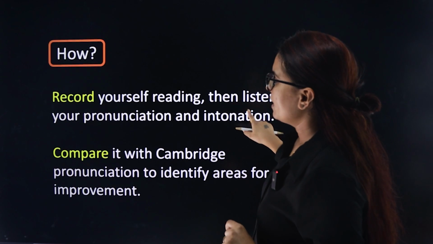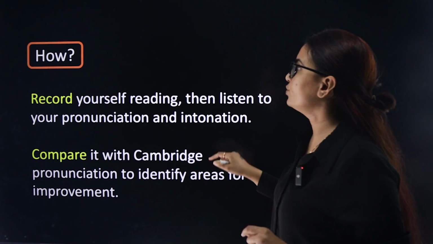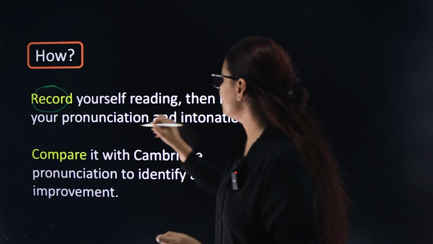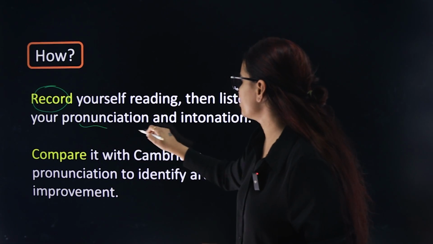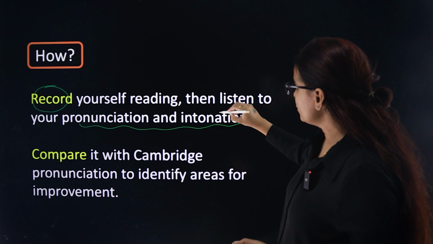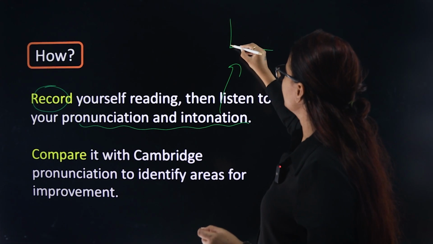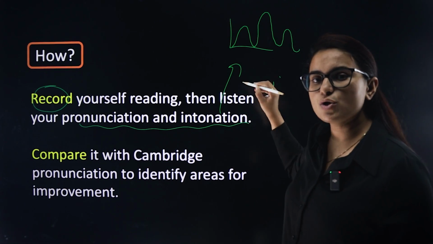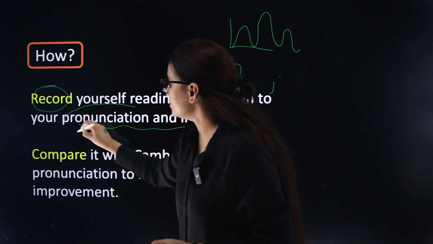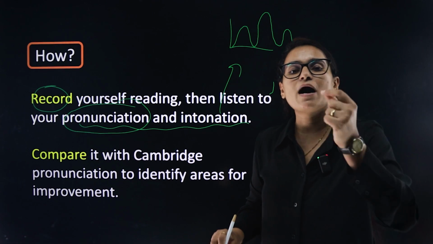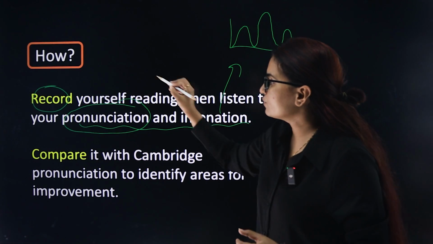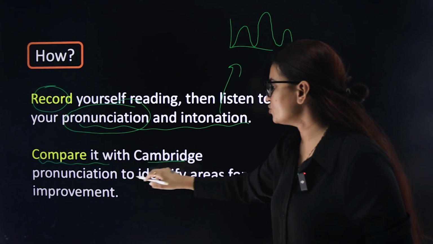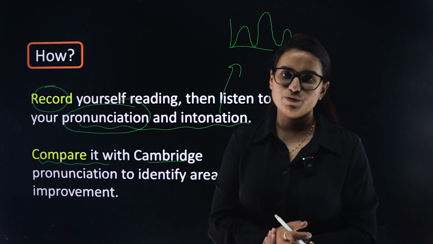Okay, moving on. Once you're done with that, let's see how to do it. You just don't have to read. You have to record yourself and listen to your pronunciation and intonation. Intonation, if you remember, there was a chart: how you are going up and down in your speech is called intonation. Pronunciation is how a certain word is pronounced or said. You have to record yourself and then check it. Later, you can compare it with the Cambridge pronunciation to identify areas of improvement.